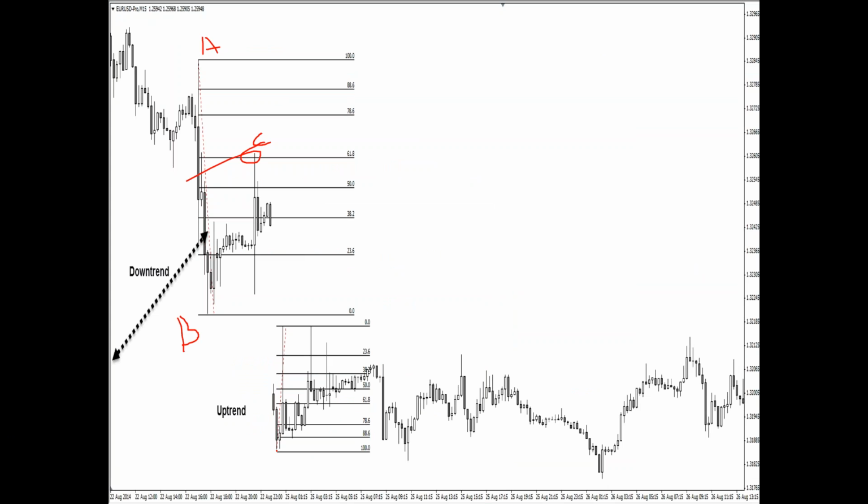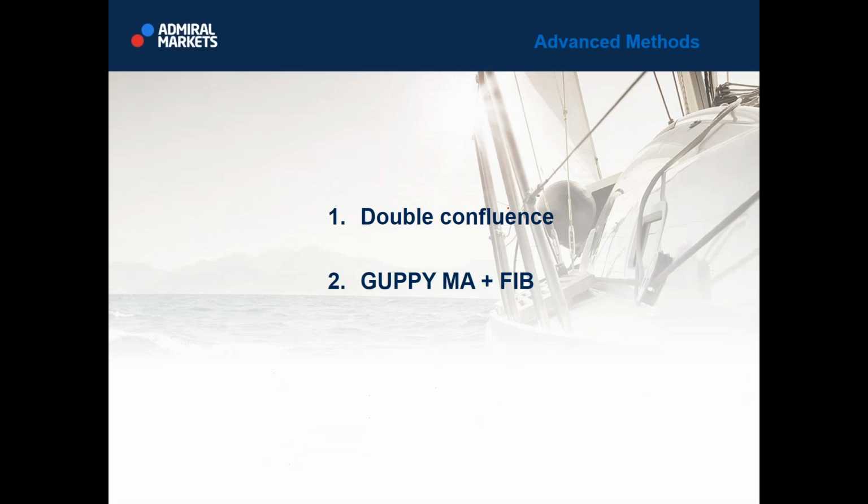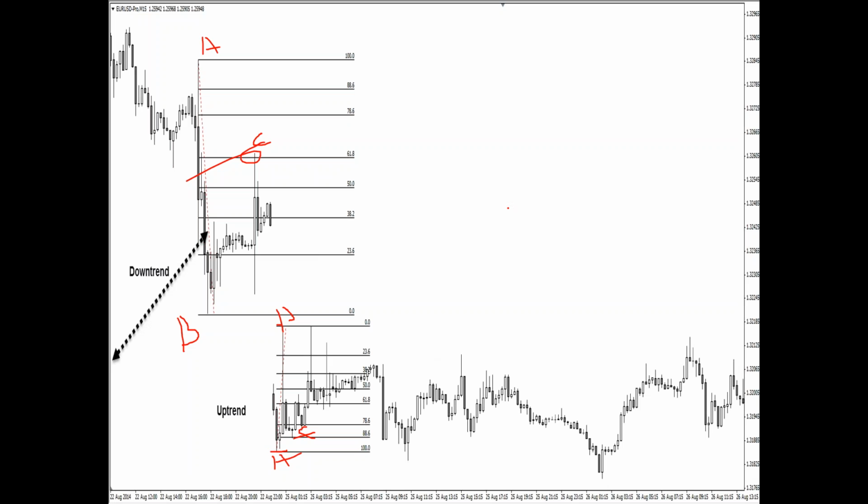Uptrend from bottom to top. A, B, and this is your swing point. Again, 78.6 and 88.6 are a little bit close, but both are powerful. 88.6 is connected to some astronomical numbers and the universe itself. Don't forget that 61.8 is also our galaxy, Milky Way.